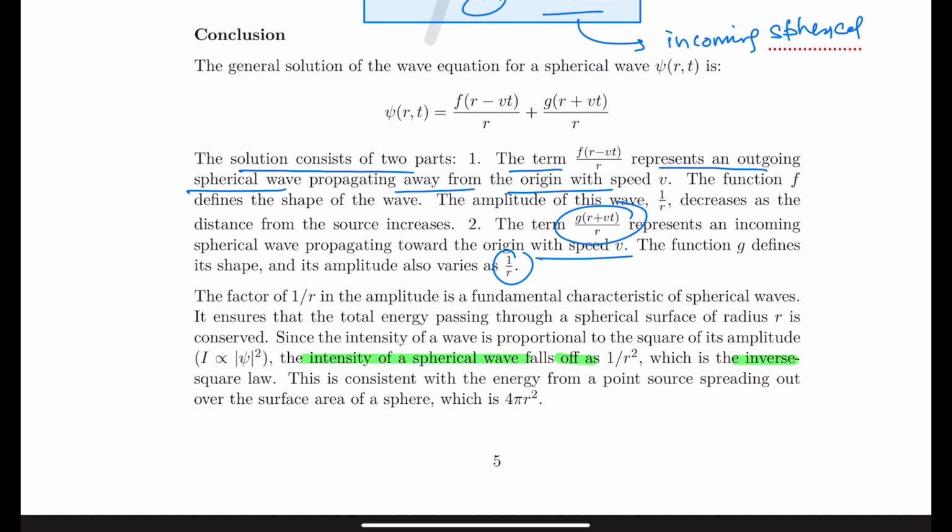And let me tell you, the intensity of any wave is defined as the quantity which is proportional to the square of the amplitude. Okay, so let us meet in the next lecture.